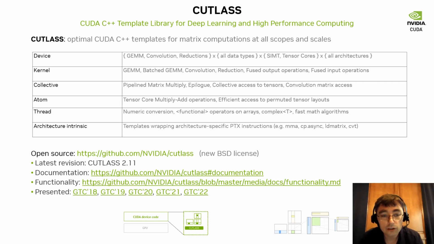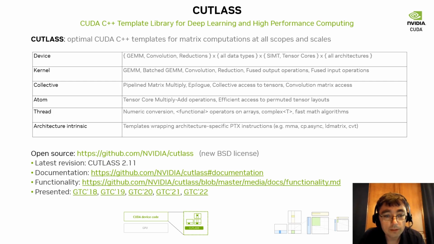CUTLASS has a layered software architecture so that components used to implement the device-wide operations are available as reusable standalone components in other contexts. These include collective operations like pipelined matrix multiply, epilogues, and iterators over convolution matrices. It also includes thread level and architecture intrinsic operations for wrapping architecture-specific PTX instructions in a uniform template design space.